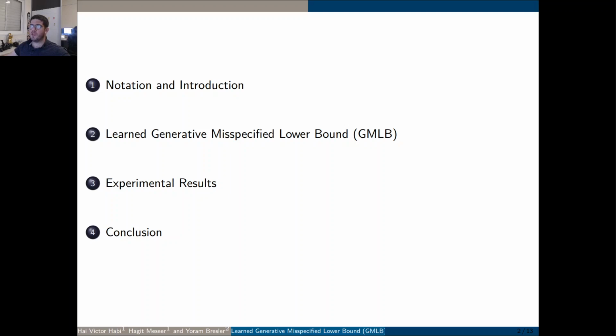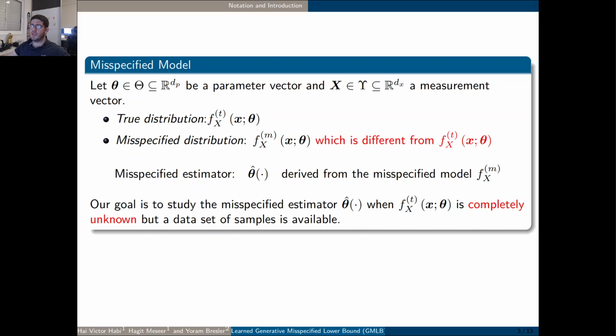We begin with a short introduction and some notations. Then we will present the Learn Generative Misspecified Lower Bound. In the experimental results, we will demonstrate its benefits using two examples. Finally, we will conclude. Let's begin with some notations.